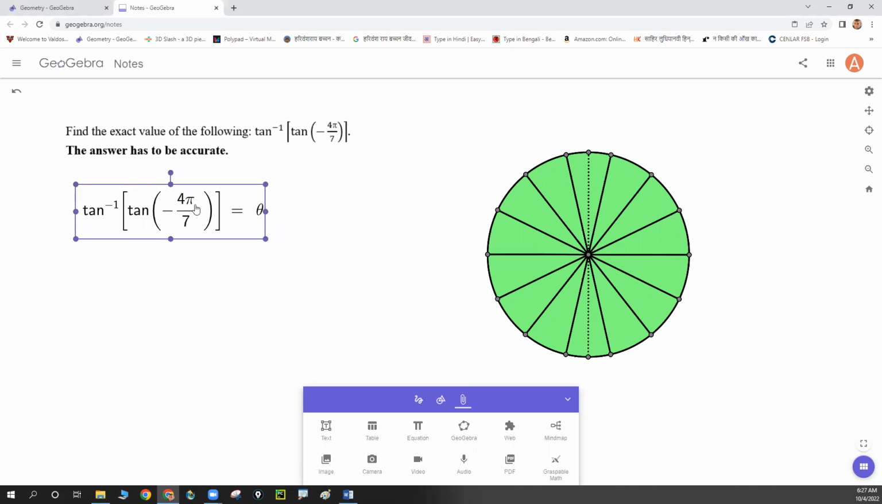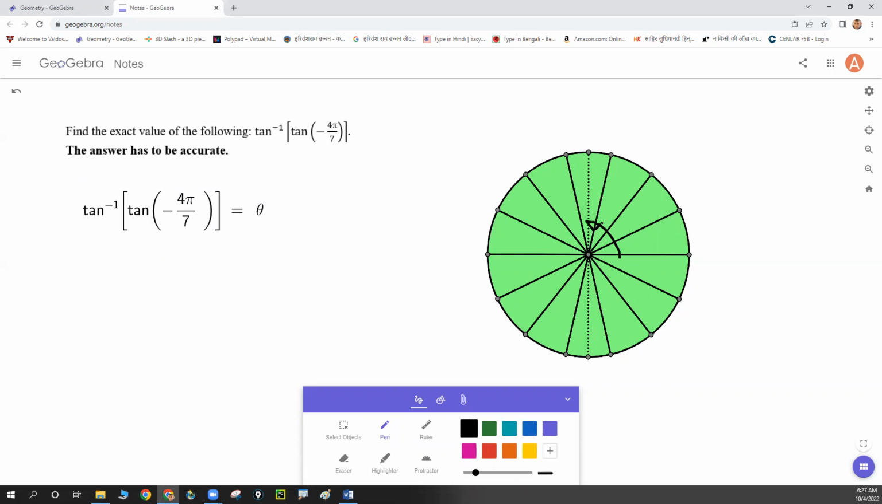Now, of course, I do acknowledge that theta has to be on the right half. And this is what I mean. Theta has to be either here or here. The circle you see on my right is a circle whose upper half is cut into 7 parts. 1, 2, 3, 4, 5, 6, 7. Where did 7 come from? The denominator. And then we'll try to identify the value of theta. That's our goal.